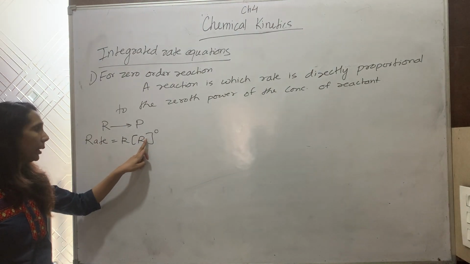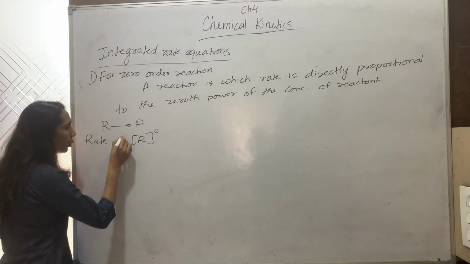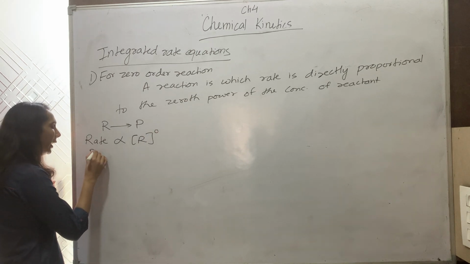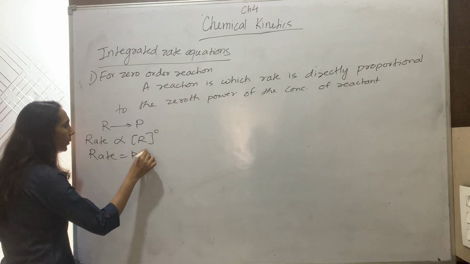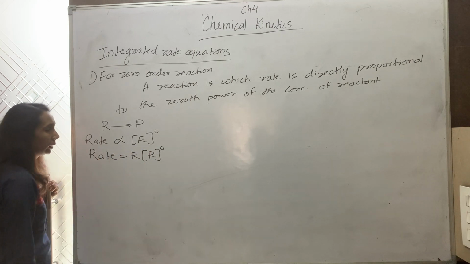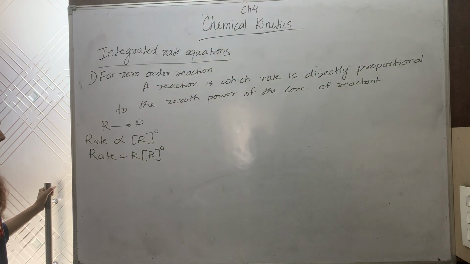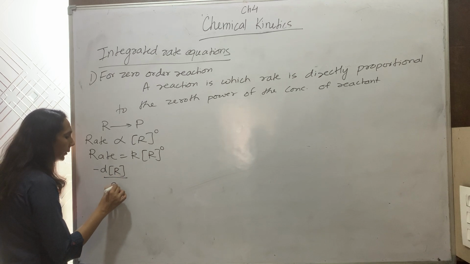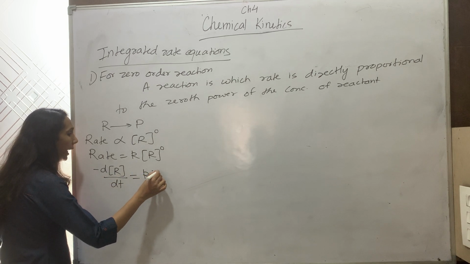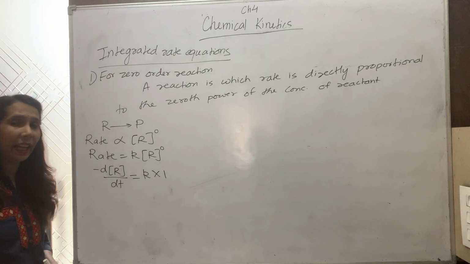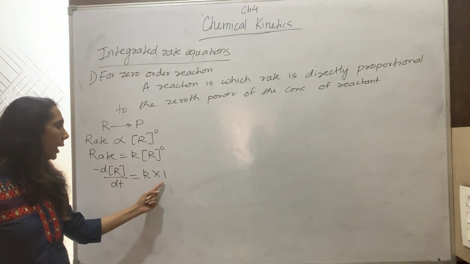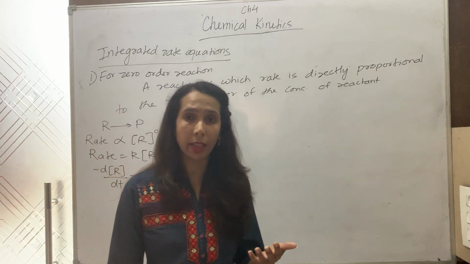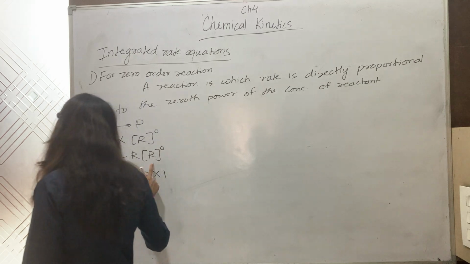Rate of reaction is directly proportional to the 0th power of the concentration of reactant. Or we can write rate is equal to k R to the power 0. k is the rate constant, you know it. Now rate, I can write in the differential form, minus dR by dt is equal to k into 1. You know that anything raised to the power 0 is 1. 2 raised to the power 0 is 1, 5 raised to the power 0 is 1.